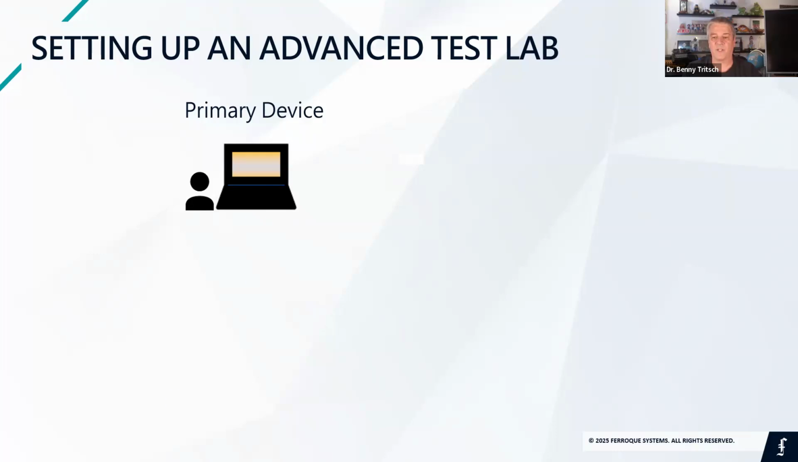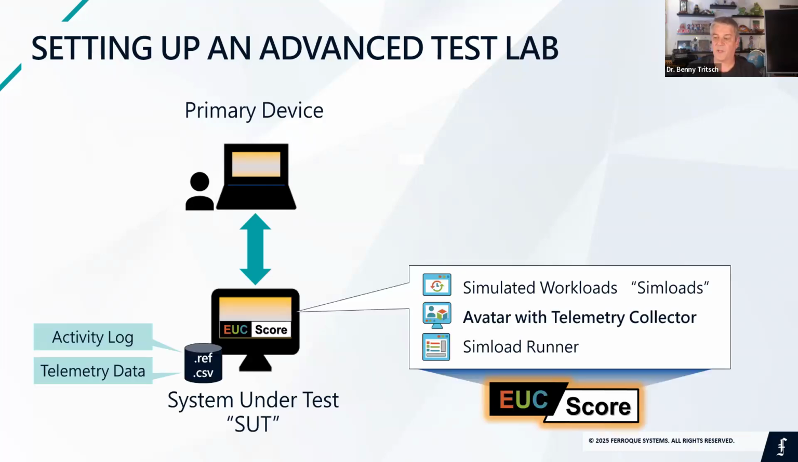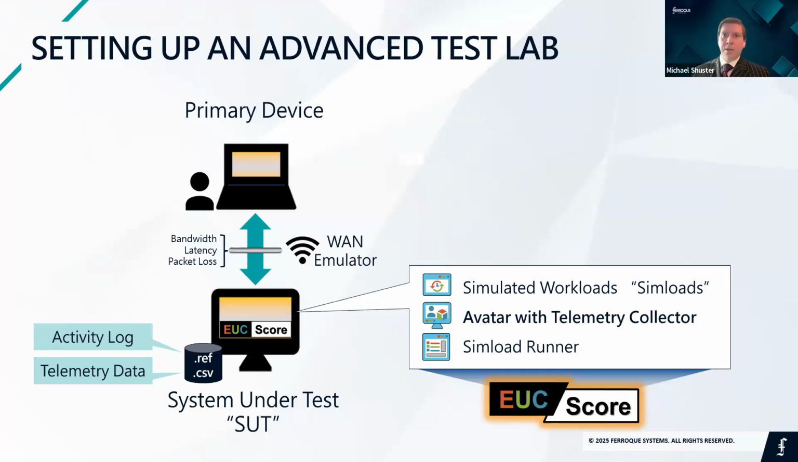We still need the primary device. We still connect to a system under test. We still have simulated workloads, but then we have a very sophisticated mechanism to collect telemetry data. I call it the avatar. So that is producing a better telemetry data set. It's still the activity log. Now we add a WAN emulator because we want to simulate crappy network conditions, or a user that's on the other side of the continent or on another continent entirely.